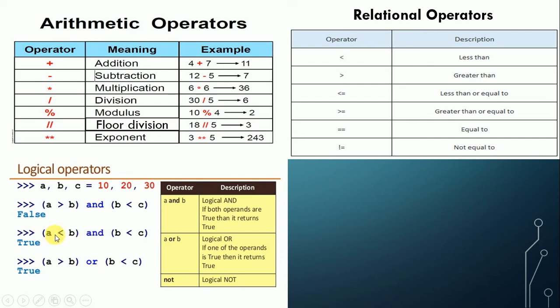Similarly, a less than b, 10 is less than 20, this is true. b less than c, 20 is less than 30, this is true. So if both are true, the answer will be true. Now in this case, a greater than b, 10 greater than 20, this is false. b less than c, 20 less than 30, this is true. So false or true becomes true because the or operator gives true even if one side is true.